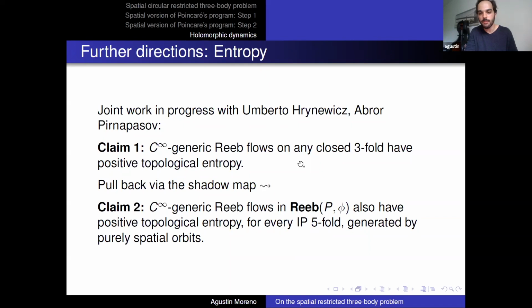What we're claiming here is that it should be true for any threefold, and it's something that we'll actually write down right now. We're not doing anything very new, which is patching together a bunch of things that have appeared throughout the literature, especially in the dynamical systems literature. But if you have the claim, then in particular for S3, you know that C infinity generic Reeb flows on S3 have positive topological entropy, and then the hope is that pulling back by the shadow map gives you the same statement on the fivefold. So C infinity generic Reeb flows on the fivefold should also have positive topological entropy.